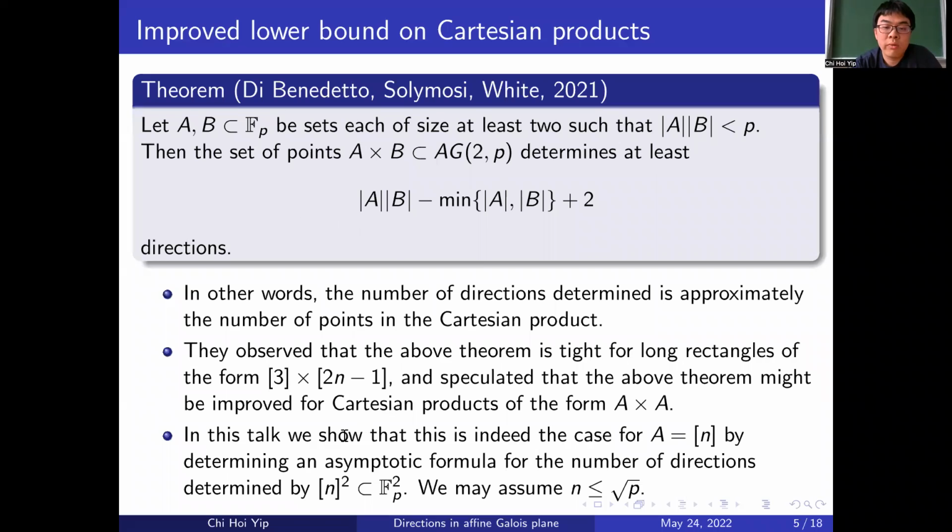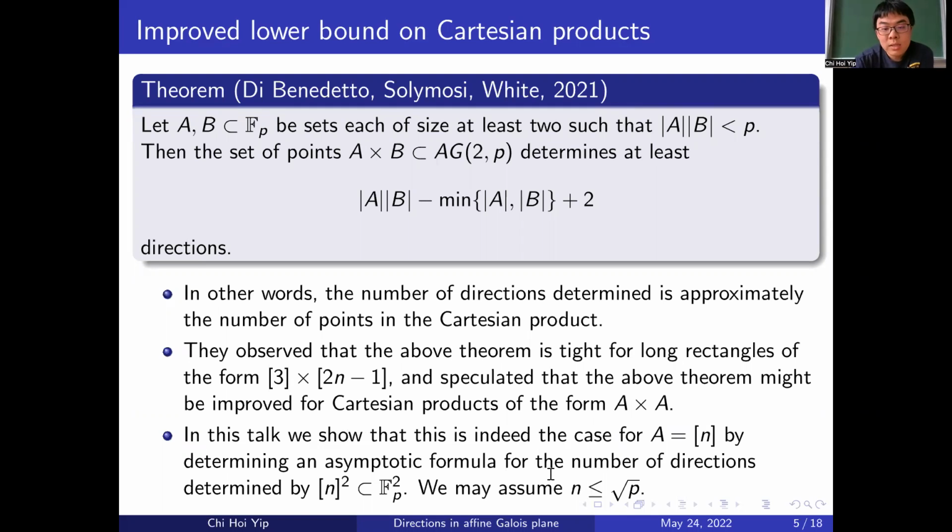So in this talk, we will focus on the case where A is given by the set of the first n integers, and we try to come up with an asymptotic formula for the number of directions determined by this n by n grid. And we will always assume that n is at most square root p, otherwise the set would determine all directions, which is not interesting.